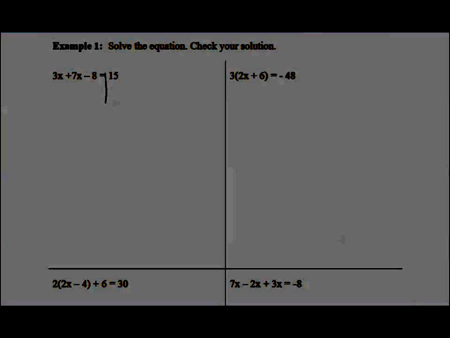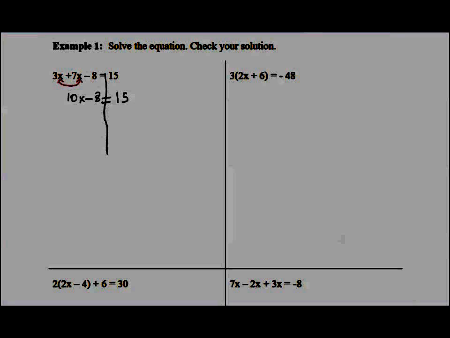I'm going to draw my line down to create two separate sections. Now, when I look at the left side of my equation, I have like terms. I have 3x and 7x. Those are like terms that I can combine. So I'm going to do so. 3x plus 7x, that's 10x. Bring down my minus sign and bring down my 8. Bring down my equal sign and then bring down the 15. Now when I look at this equation, I'm left with 10x minus 8 equals 15.